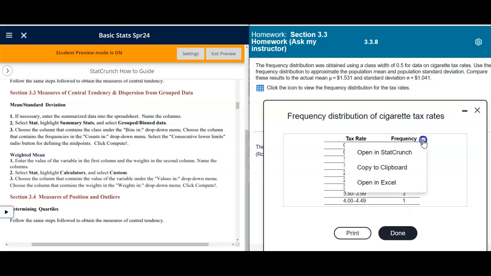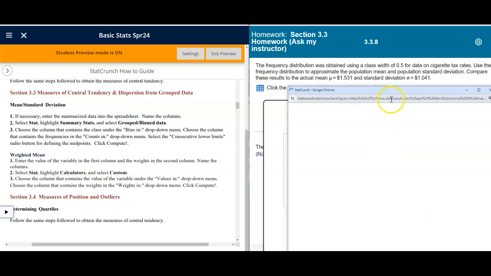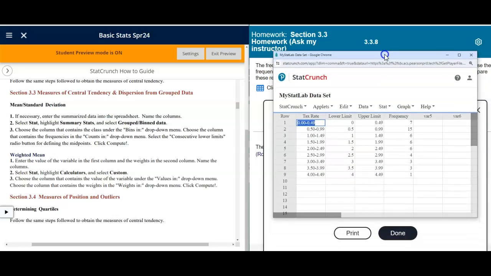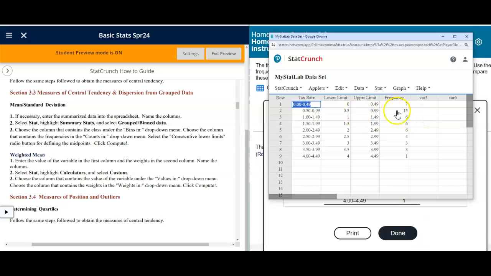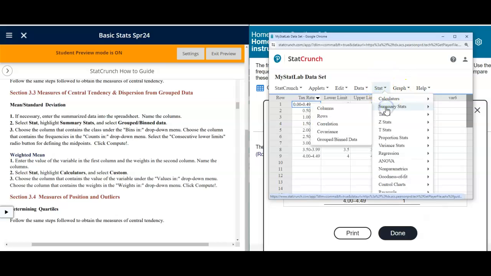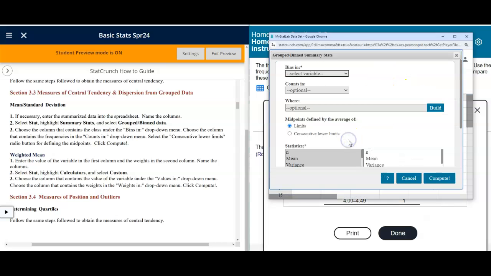You always want to try and find the table icon whenever you want to open something in StatCrunch, because when we do that, it will automatically open the spreadsheet with all of the data already filled in, including the variable names up here. So it not only gave us the bins, it also gave us the lower limit and the upper limit. We don't actually need the lower and upper limit for this particular problem, but they're there. So we're just going to follow the steps on the left here. We're going to select Stat, then Summary Stats, and then Grouped/Binned Data.